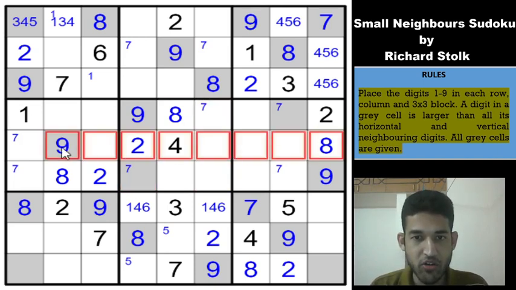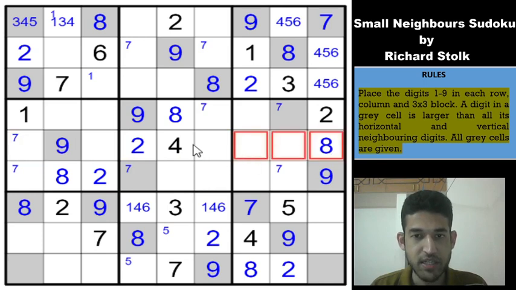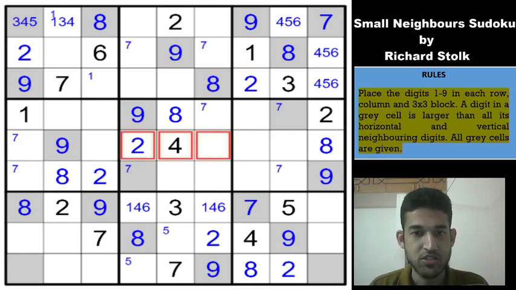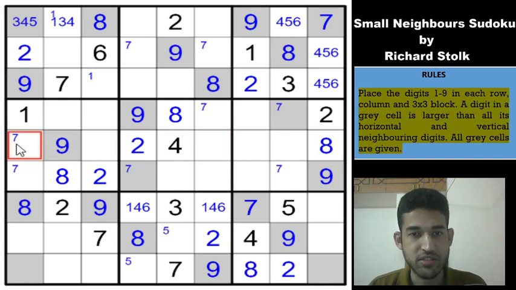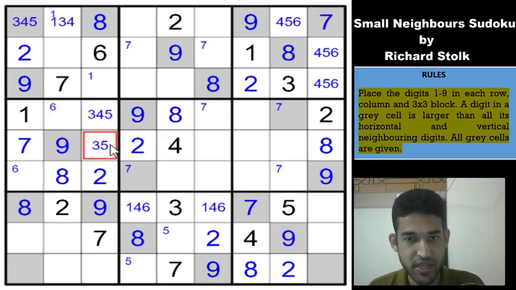And now if you look at row 5, there is only one cell left for the 7. 7 cannot be in these 3 cells. 7 cannot be in these 3 cells. So only this cell can take a 7. So this is a 7. And now 6 has only 2 options in box 4. So these two cells must be 3, 4, 5. You have a 4 here. So this is 3 and 5.